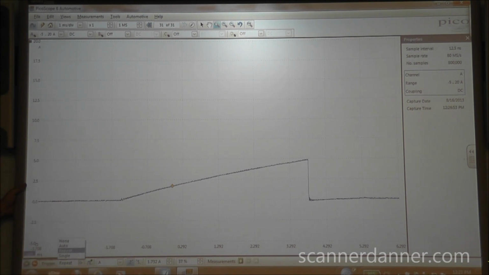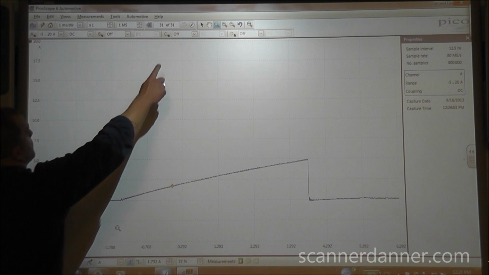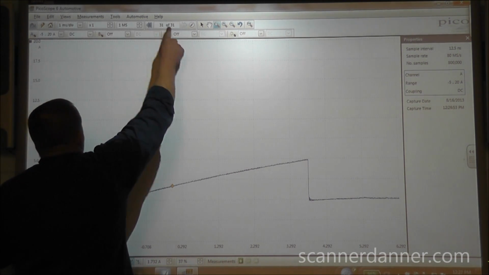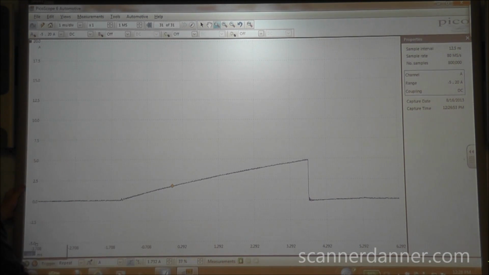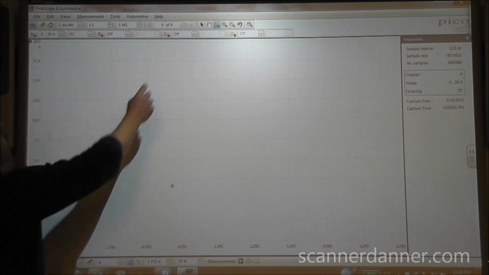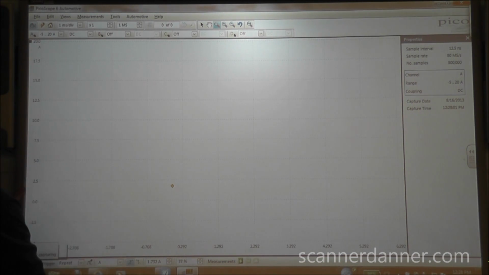Okay, the last one would be the single. And really, when you have a waveform buffer like this does, I'll let you watch it. Watch up here. These frames here. If I pause this and then restart it, you're going to see these frames start to count.